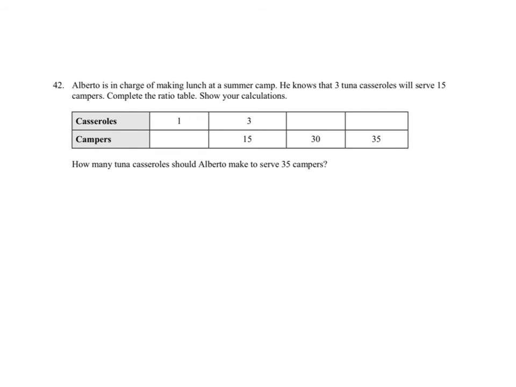Okay, question 42. Alberto is in charge of making lunch at a summer camp. He knows that 3 tuna casseroles will serve 15, and you can see that right here, 3 to 15 in your table. So complete the ratio table. So to get from 3 to 1, we would divide by 3. So 15 to 1 would also be divided by 3, so that'd be 5. So 1 casserole serves 5 campers. So to get from 5 campers to 30 campers, that's times 6.